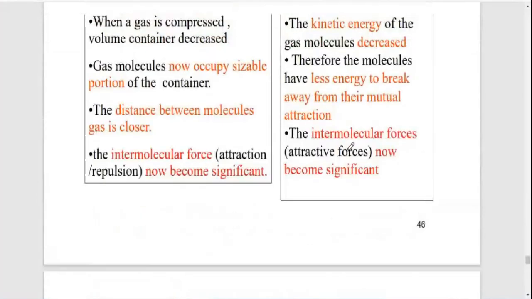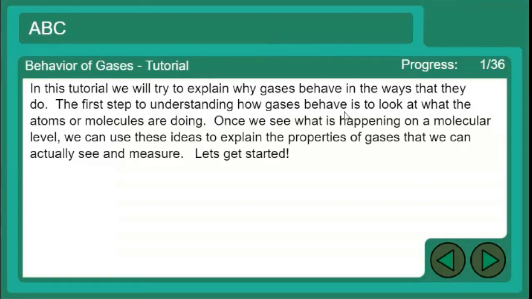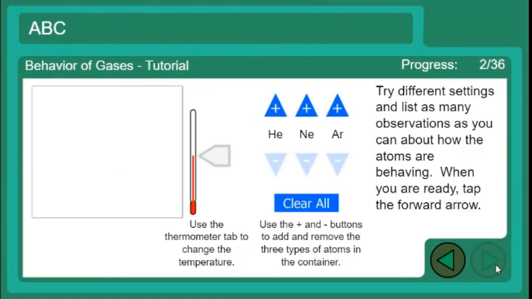Question 1 no. First step, you need to understand how gases behave. To do that, look at what the atoms or molecules are doing. Once we see what is happening on a molecule level, we can use this idea to explain the properties of gases that we can actually see and measure. Let's start. Okay, try to use a thermometer.